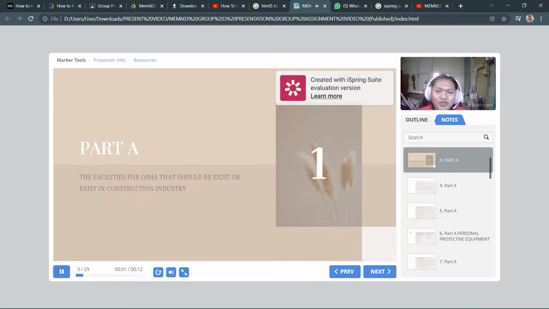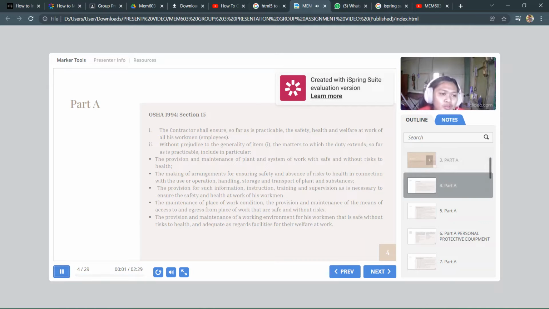Hi, my name is Muhammad Rizdan bin Amarif, and I will be explaining Part A, which is the facilities for OSHA that should exist in a construction industry or workplace. The first point is OSHA related to Section 5.